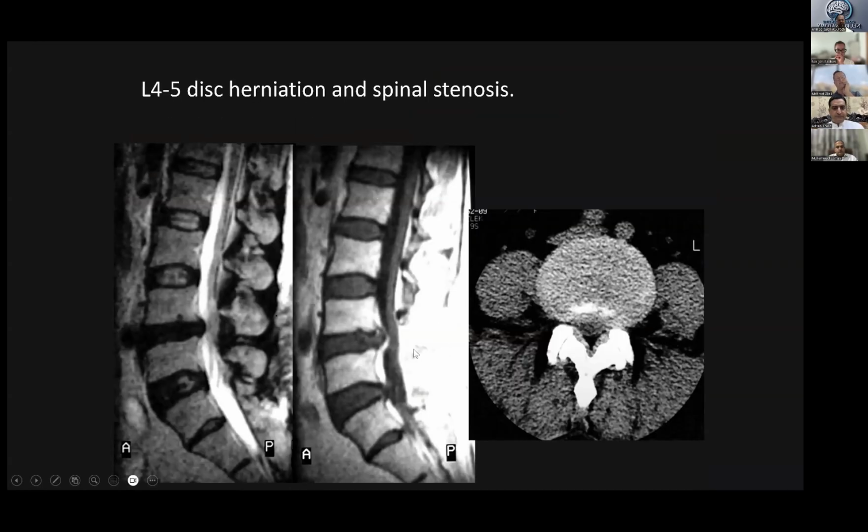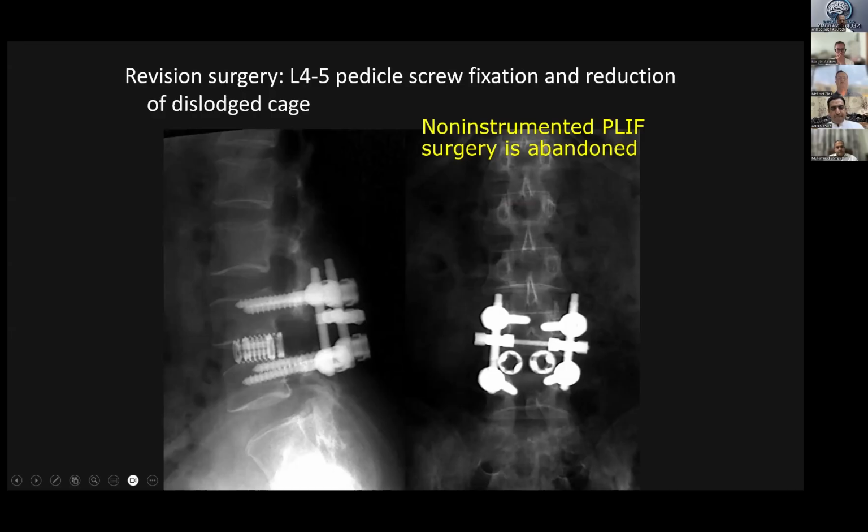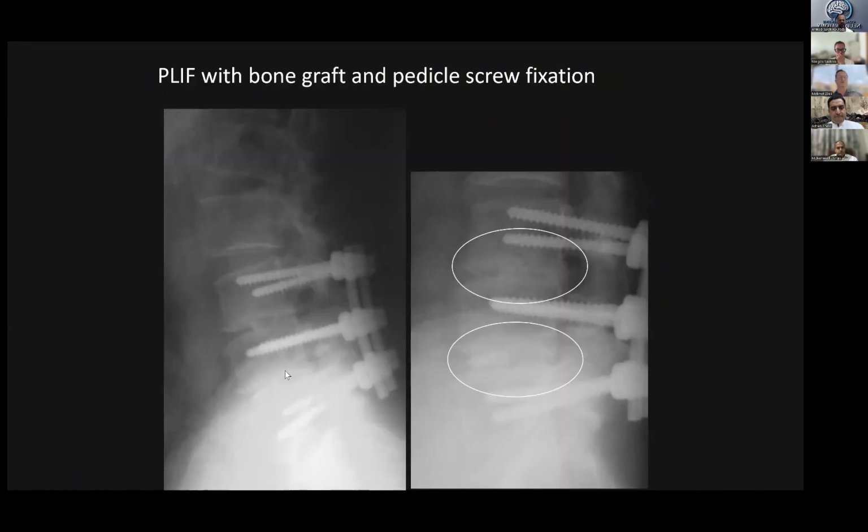This is a case of BAK cages. After 2 months of application, they went back and made a compression to the root, and we had to revise it with instrumented fusion. This is one of my cases from 25 years before.